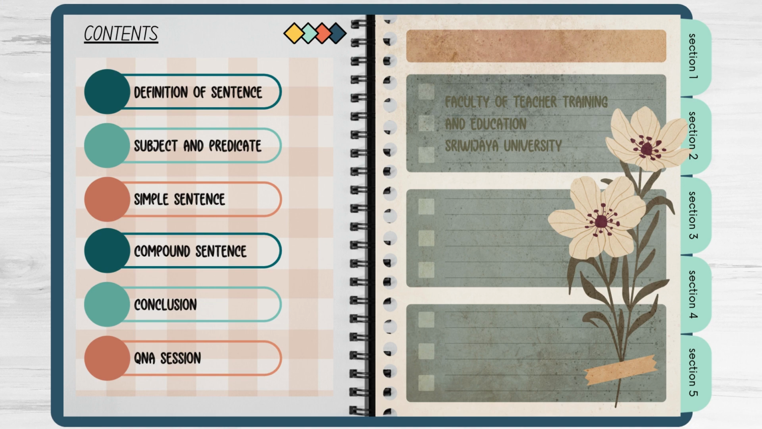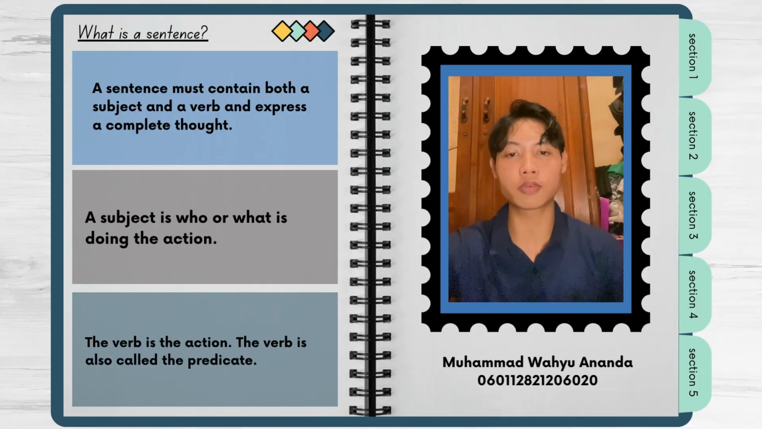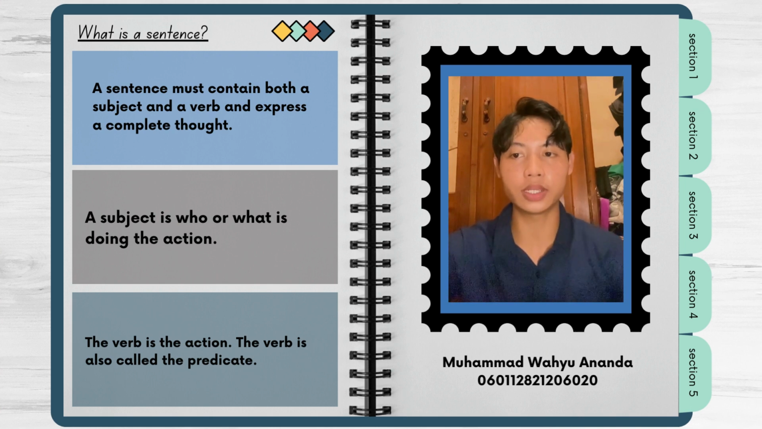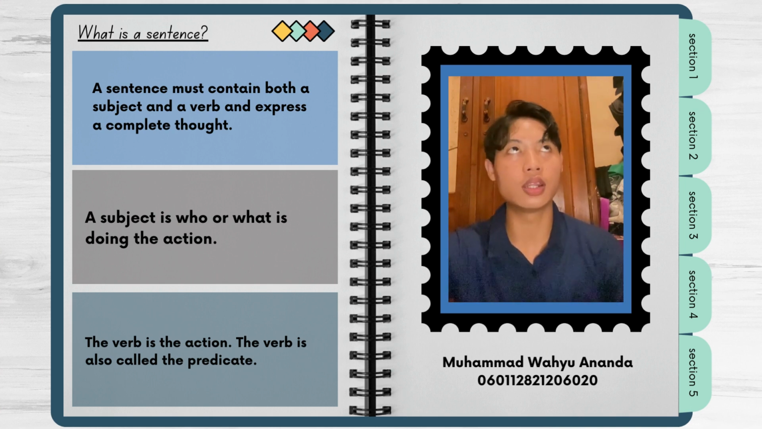We will talk about definitions of sentence, subject and predicate, simple sentence, and compound sentence. So let's begin. A sentence is the fundamental unit of communication in language. It consists of two essential components, a subject and a verb.